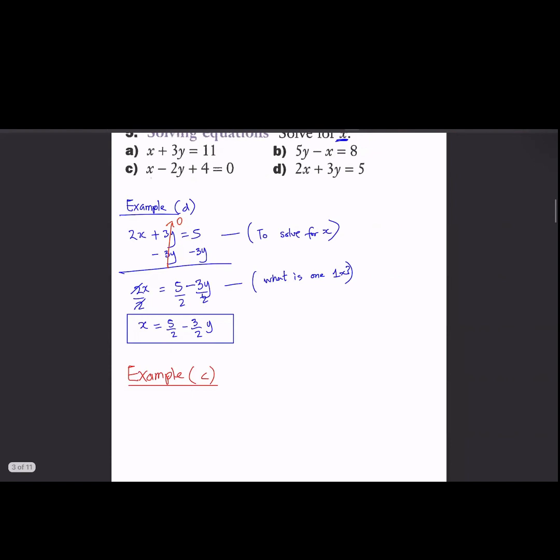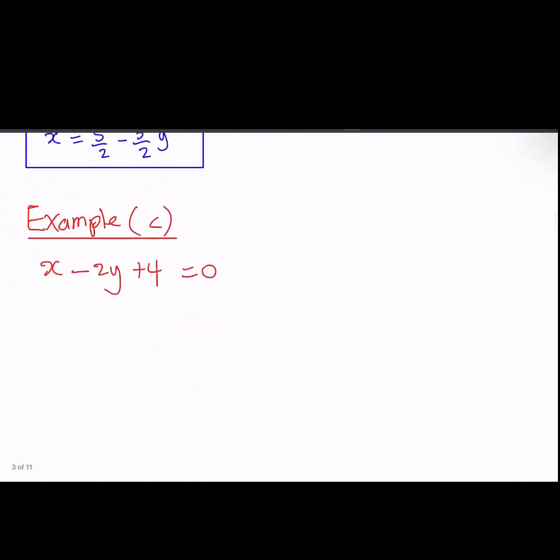Okay. So the next question here is part C. x minus 2y plus 4 is equal to 0. In this case, we want to solve for x. So just move whatever you see here to the side. It's the same thing as adding 2y and subtracting 4 on both sides. So just move both of these to the other side.